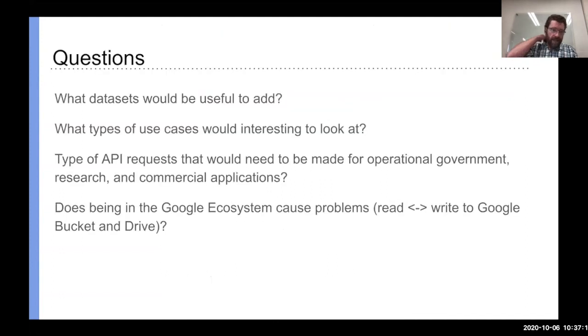Some of the questions I'd like to ask: what data sets would be useful to add that may not be here? What types of use cases would be interesting to look at for you? What type of API requests would you like to be made for operational government, research and commercial applications? And then does being in the Google ecosystem cause problems for any of you being able to read and write from and to Google buckets and Google Drives? Some agencies don't have Google accounts. And so being in a Google ecosystem can cause problems for some, and we'd like to hear about that.